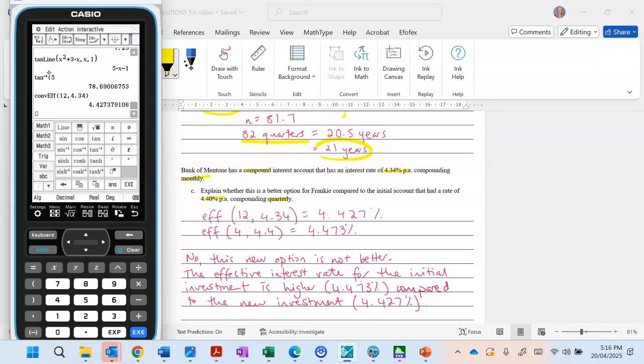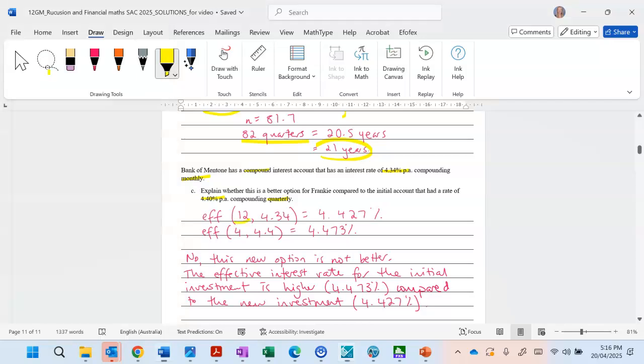It's not that straightforward. Also, when you're doing your effective interest rate, just don't do it to maybe 2 decimal places. I would definitely do it to 3 or 4. And some people got the effective interest rate incorrect. I don't know whether they didn't change the 12 and the 4, I don't know.